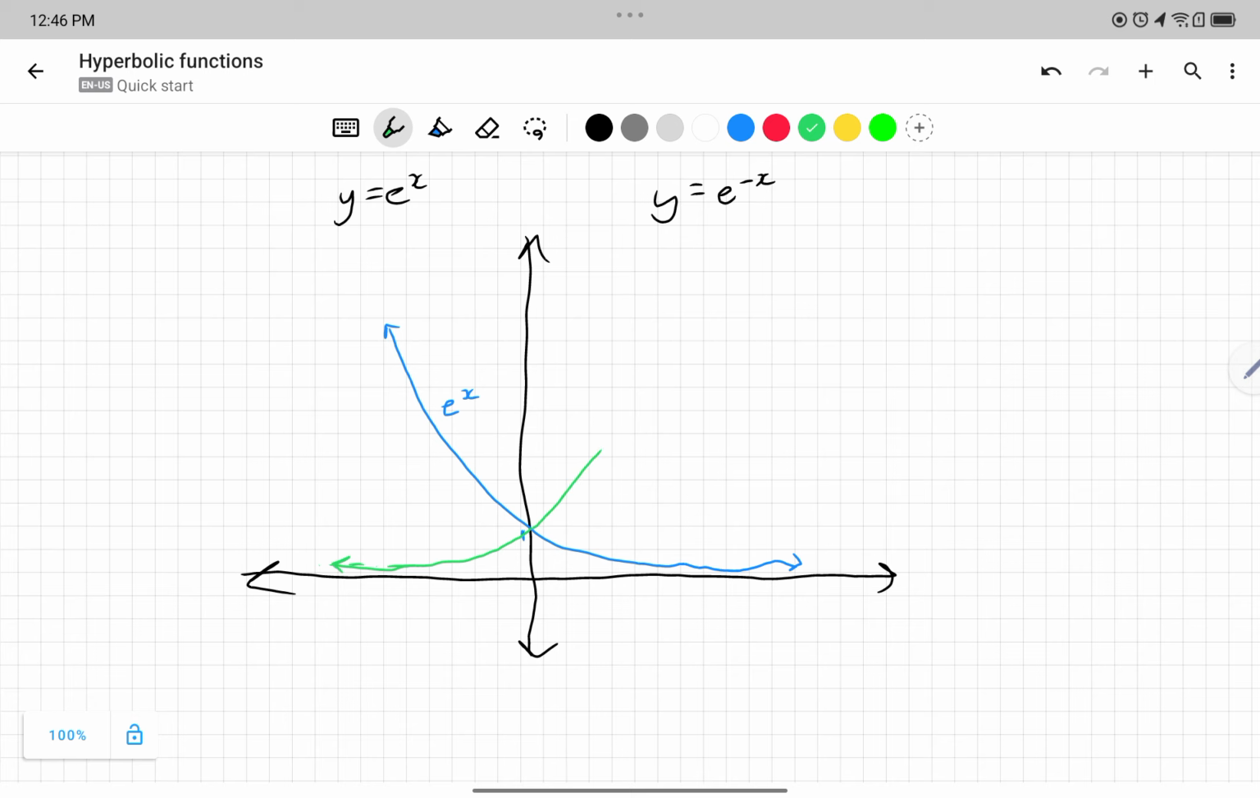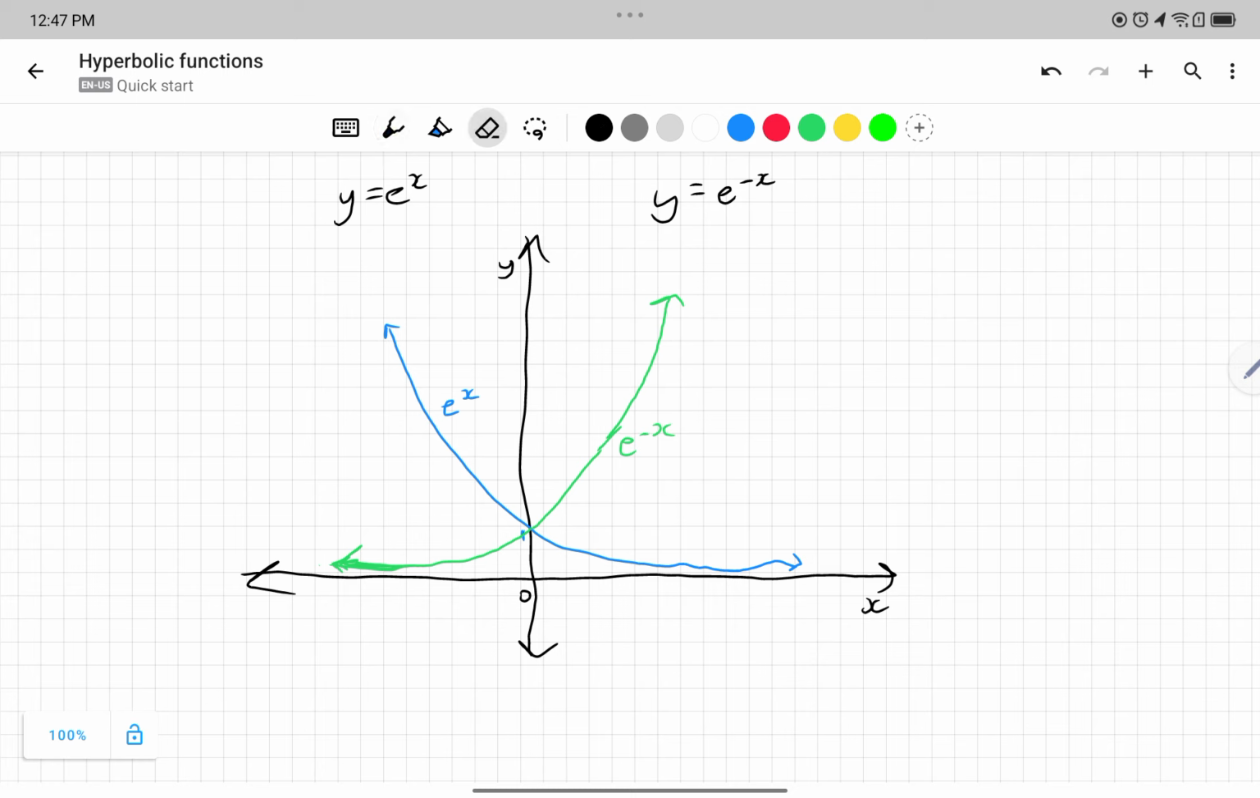Remember, this function does not have a lot of discontinuities like whatever it is that I was throwing at first. It's just the technology, yeah. So these are the basic functions we need to have understood before we start getting into hyperbolic functions.